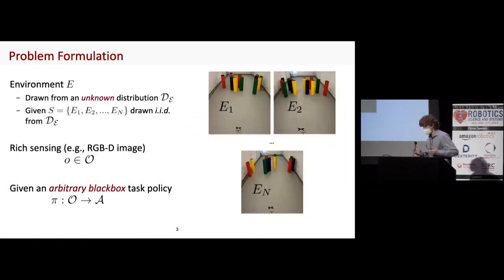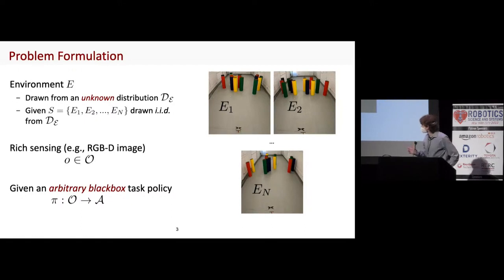For our problem formulation, we use the motivating example of drone navigation. We assume we have access to an environment E. We do not know the parameterization of E, or of the distribution that E is drawn from. Instead, we access it through a sample S of n IID environments from D_E. We don't make assumptions about the underlying dynamics. They could be nonlinear or hybrid. We allow for rich sensing, e.g. camera images, and we assume an arbitrary black box task policy mapping the observations to actions.